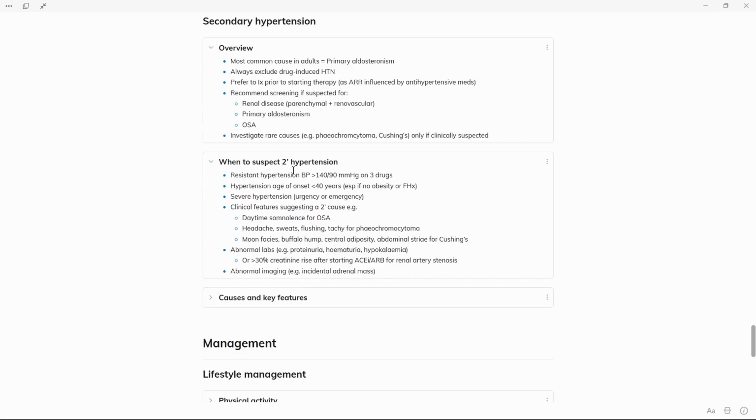So when do we suspect secondary hypertension? We suspect secondary hypertension if the patient has resistant hypertension, and again that is defined as a blood pressure above target, usually 140/90, on 3 separate classes of drugs, one of which is a diuretic. We also suspect secondary hypertension in patients who have hypertension younger than the age of 40, especially if they don't have any obesity or a strong family history.